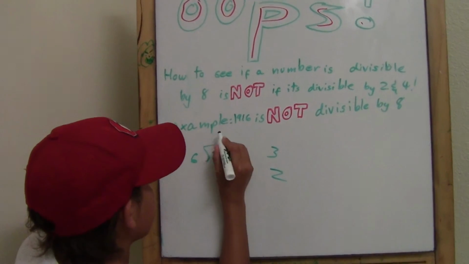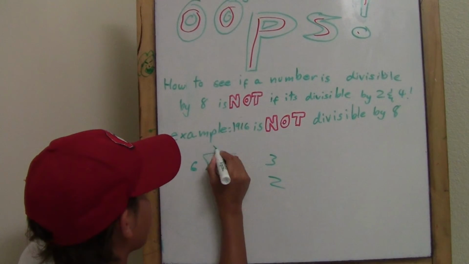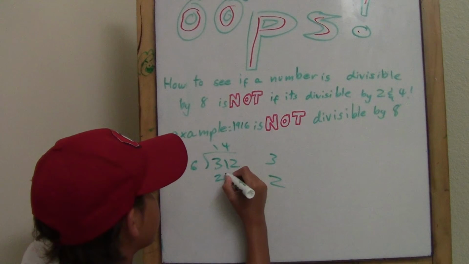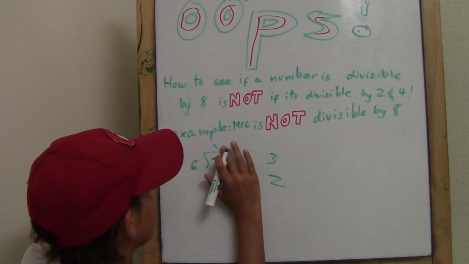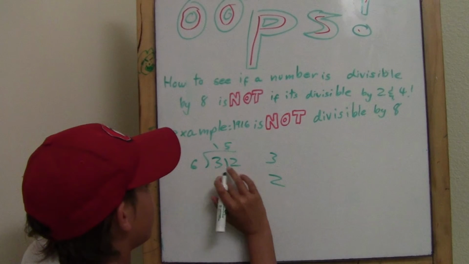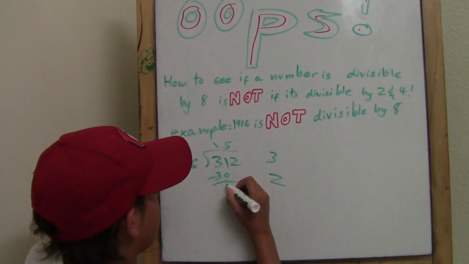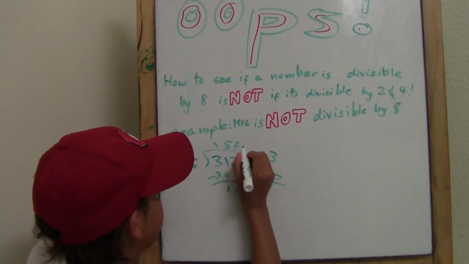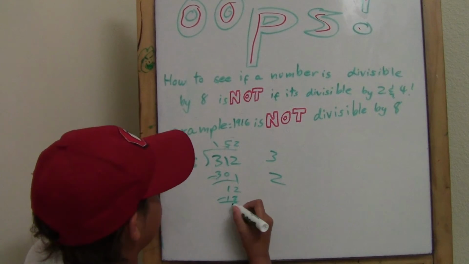Now let's do it by 6. 312 divided by 6. 30 minus 30 is 0. Bring down the 12. That's 2. It's evenly divisible.